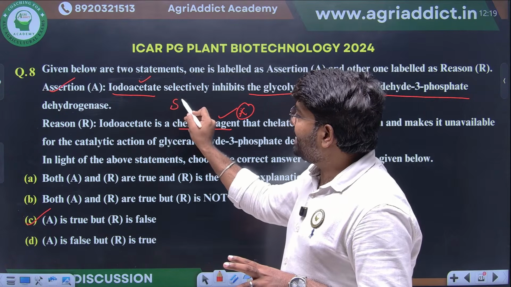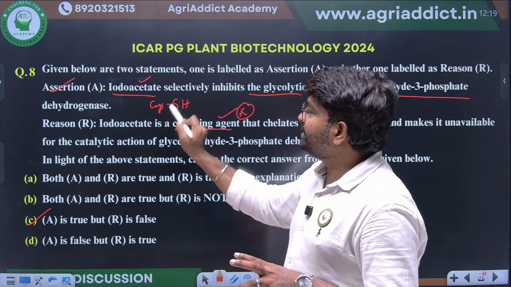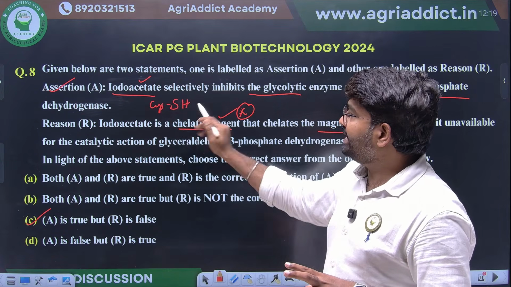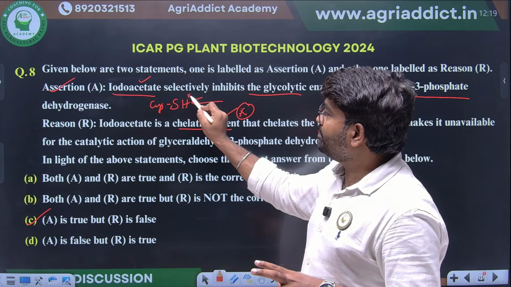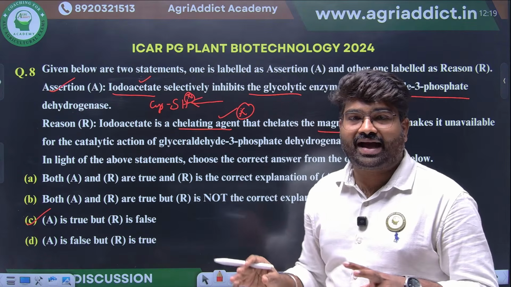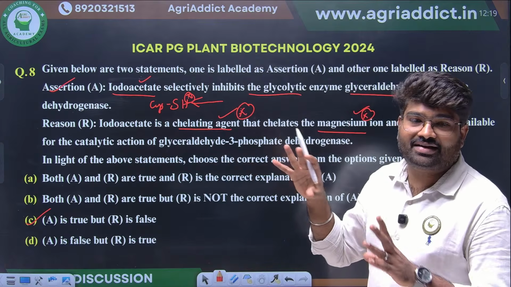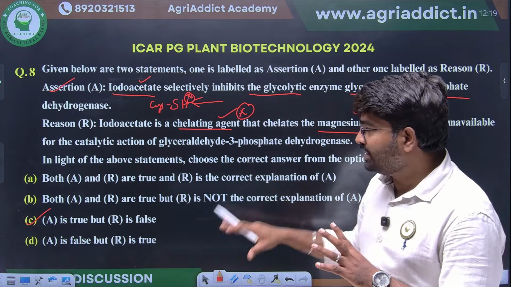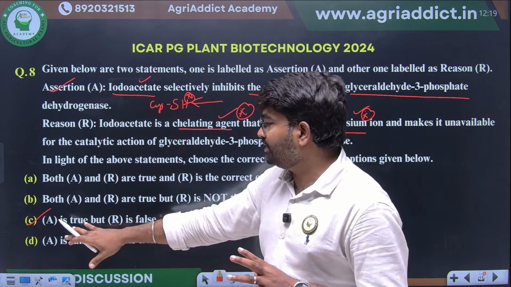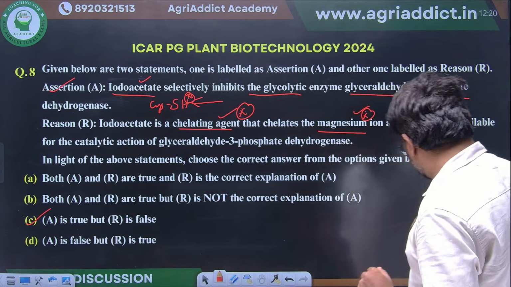The enzyme will have a cysteine amino acid. It will have an SH group. This inhibitor will go and bind here. Because of that, the active site of the enzyme will be inhibited. So the enzyme catalysis will be stopped. I hope this is clear. So statement 1 is correct and R is false.